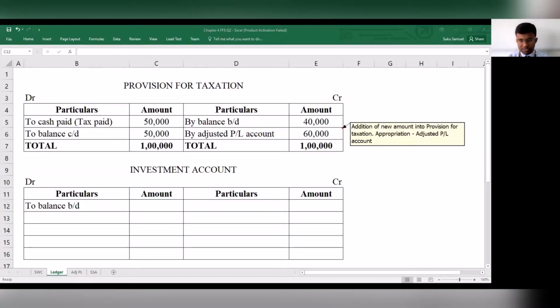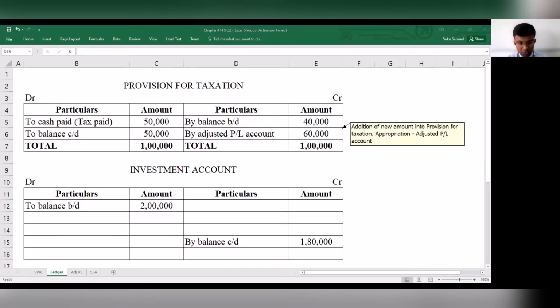and the balance that has been brought down is 2 lakhs. And then here it is by balance carried down, 1,80,000. So that has been taken care of.